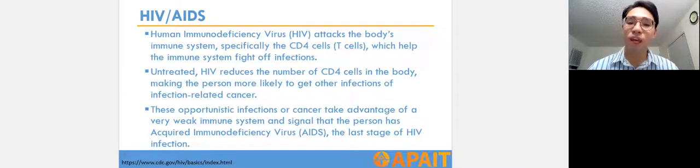Now, if HIV is left untreated, it reduces the number of CD4 cells in the body, making the person more likely to get other infections or infection-related cancer. These are called opportunistic infections or cancers that take advantage of a very weak immune system and signal that the person has acquired immunodeficiency syndrome, also known as AIDS, which is the last stage of HIV infection.